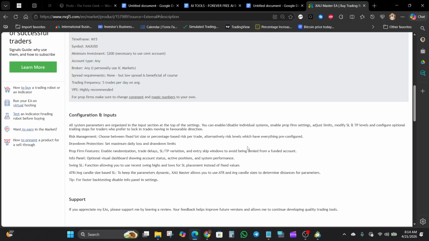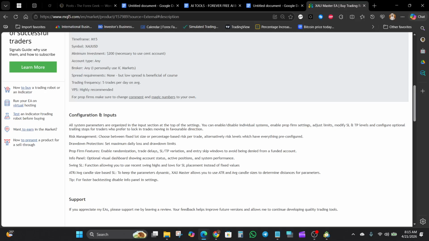Another important point is that while every trade has a protective stop loss, the system does not rely heavily on fixed take profit levels. Okay, so we can see that there are some prop firm features, including randomization, trade delays, SLTP variation, right, and entry skip windows to avoid being denied from a funded account. So this EA focuses more on letting trades run with optional trailing stop features available if needed.